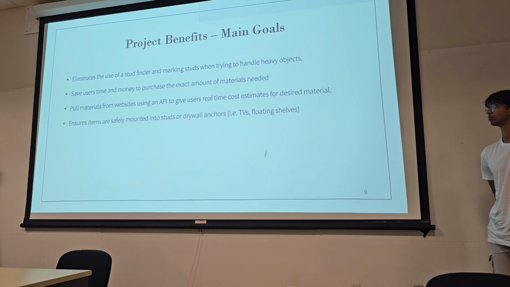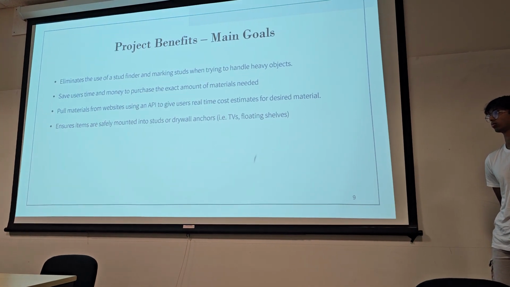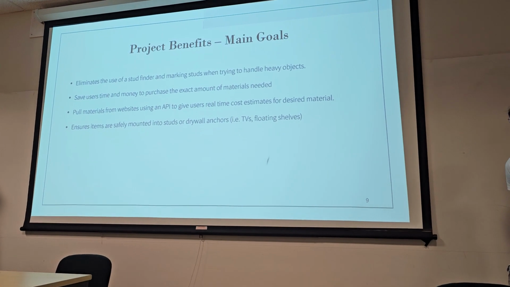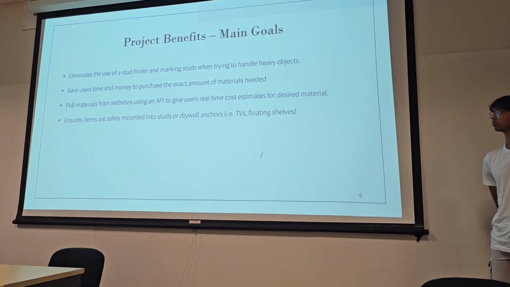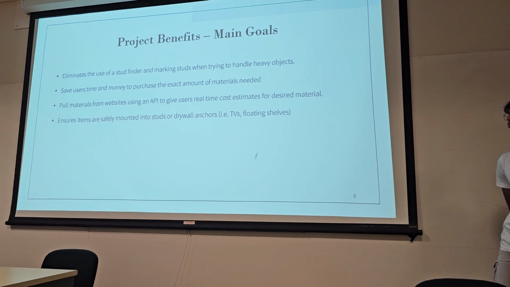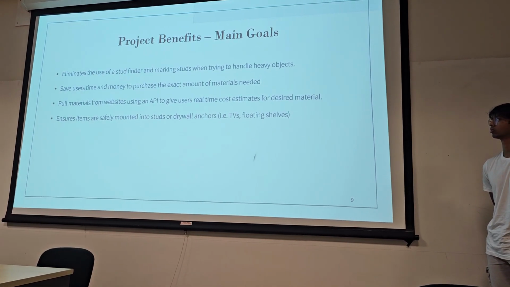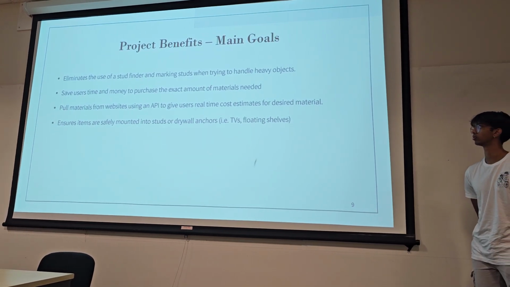And we want to pull materials from websites using an API to get real-time cost and estimates, like Sherwin-Williams or Home Depot, which we found APIs from. And then when hanging objects like TVs or shelves, ensure the items are safely mounted into the studs for the drywall makers.